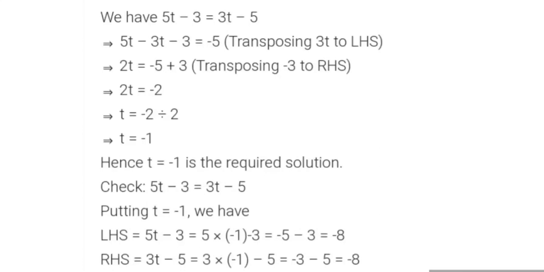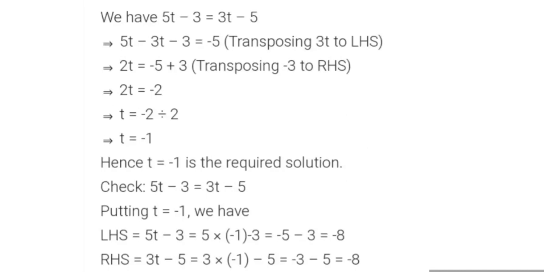5t minus 3t is equal to 2t and minus 5 plus 3 is minus 2. So t is equal to minus 2 upon 2. So the value of t is equal to minus 1. Hence t is equal to minus 1 is the required solution. Now check your result. So here in place of t we will write minus 1. So first see the left hand side. 5t minus 3. So 5 into minus 1 minus 3. 5 into minus 1 is minus 5 minus 3. This is equal to minus 8.